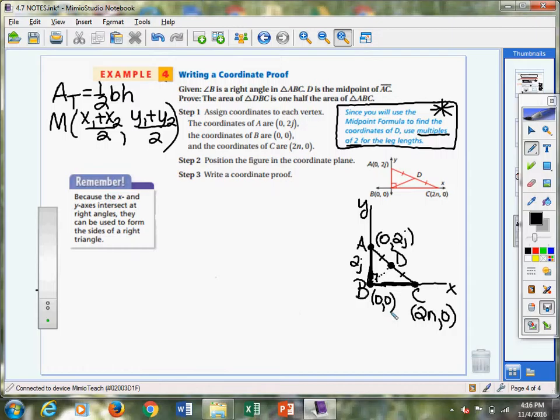Now if this part right here was confusing, they didn't give me a length. I have no idea how long that segment is. All I know is I should assign it a variable of some sort, because what do we do when we don't know something?